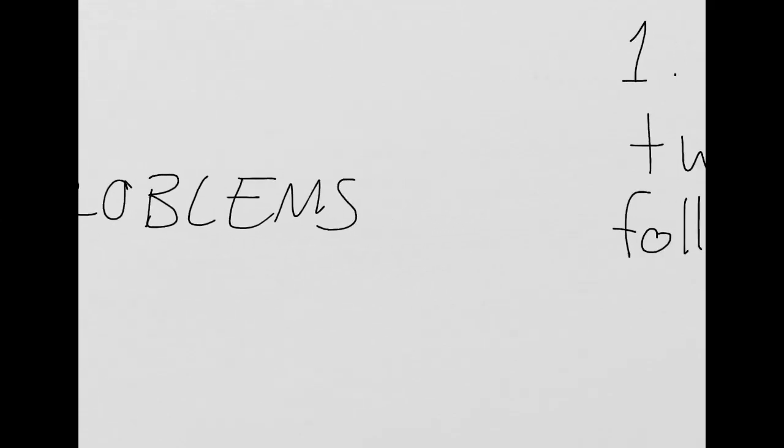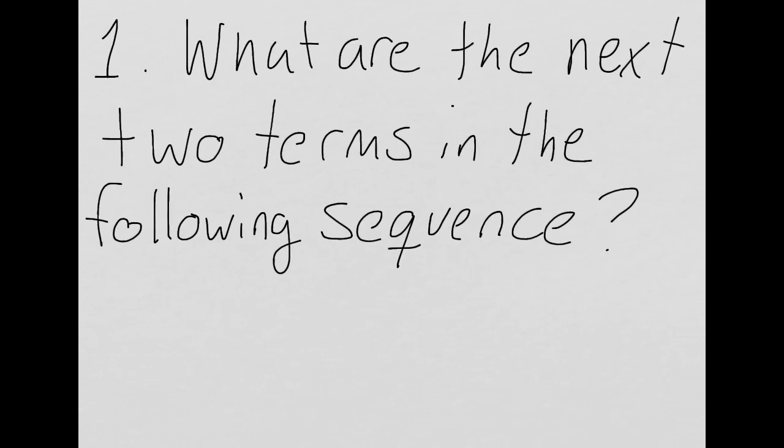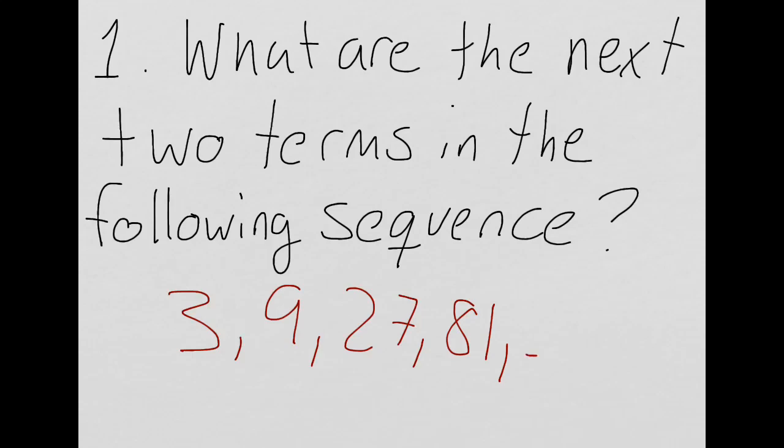So now would be a good time to look at some of these patterns on our own. Let's go ahead and solve some problems. For our first problem, I would like you to find the next two terms in the following sequence. The sequence I'm going to give you is 3, 9, 27, 81, and I would like you to find the next two terms.